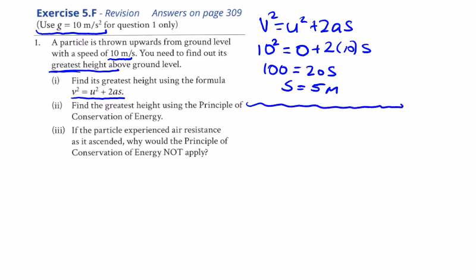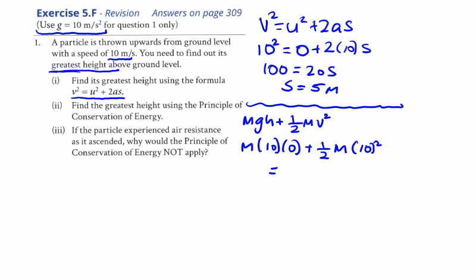Then it asks us to use the principle of conservation of energy. So my mgh and my half mv squared is my principle of conservation of energy. So let's have a look at this. The mass by gravity, it starts at 0 plus a half. Its mass by its speed squared will have to be equal to, what happens then? It goes up. We don't know how high, so this h will be the greatest height.